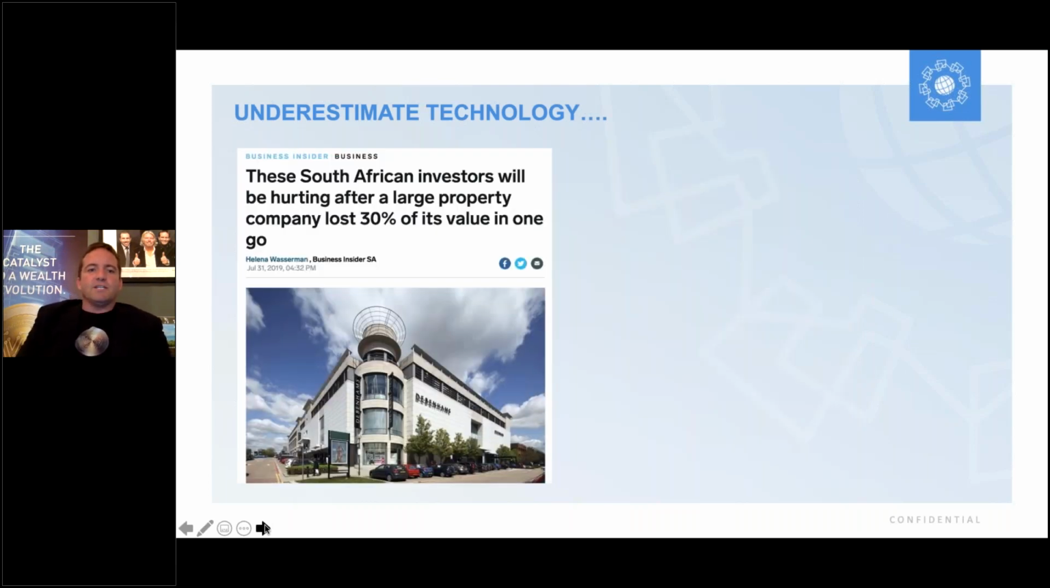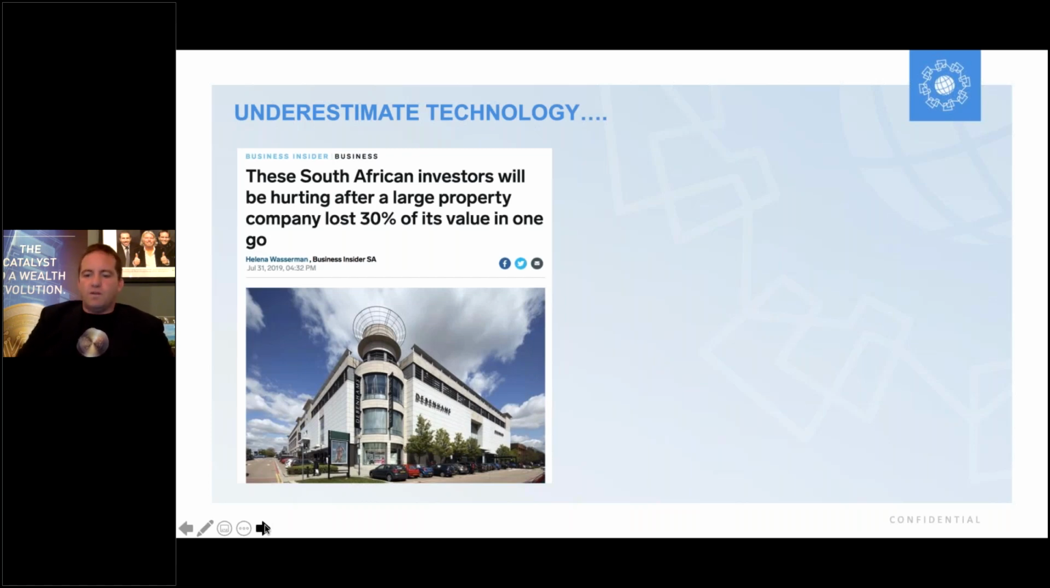And what's interesting is that probably 2 months ago, I saw this article where South African investors will be hurting after a large property company lost 30% of its value in one go. In one day, it lost 30% of its value. Why? Because it owns all the big shopping centers in England. It's like a no-brainer. If you go to England, my mate bought a screw on Amazon, and it was delivered within 1 hour. Why would he want to get in a car and go to a shopping center?